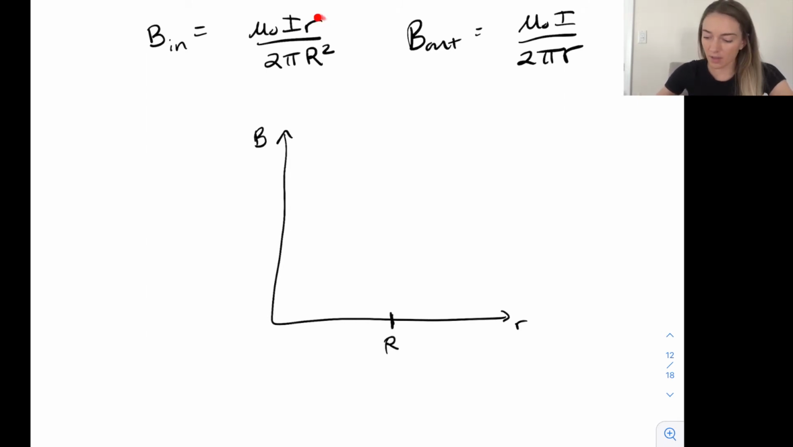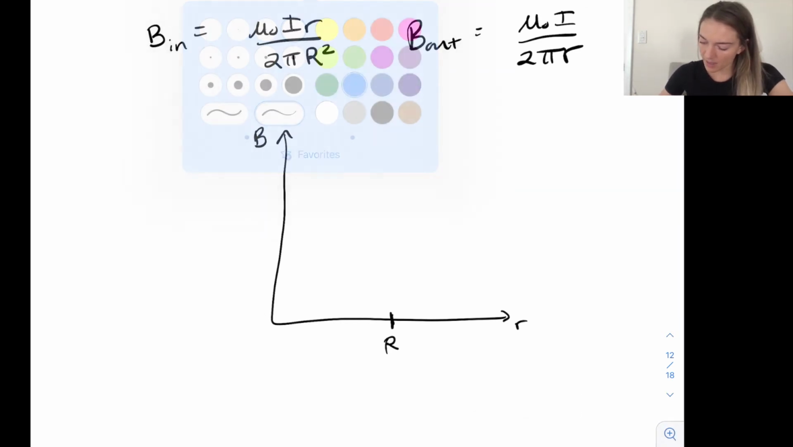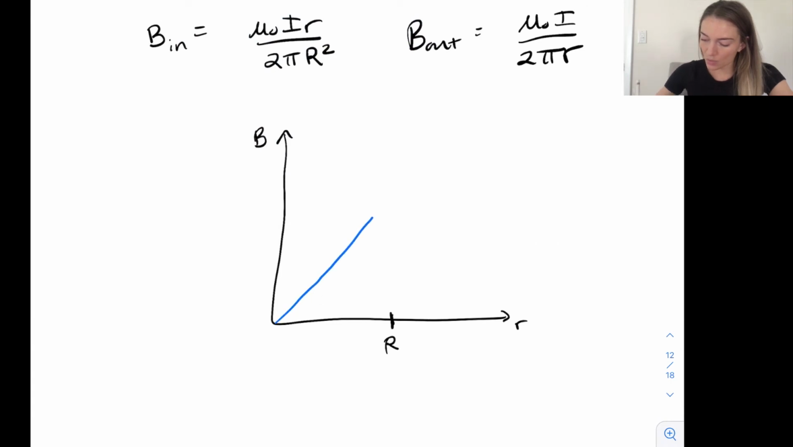It's a straight line, increasing with little r, increasing like this. When we get to capital R, right here, this is going to be mu naught I capital R over 2 pi R squared, right? If I plug in capital R when I get out to right here. So we have that there. And then as soon as we move outside the conductor, it decreases according to 1 over r.